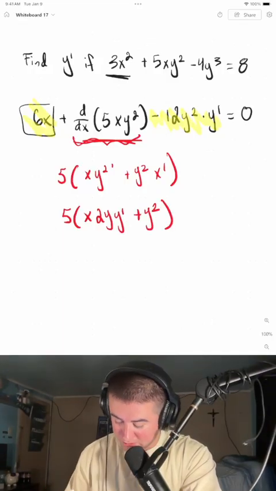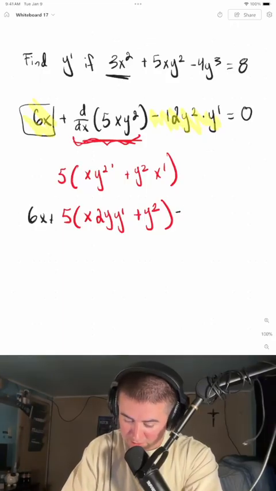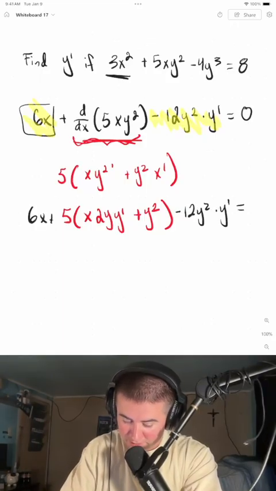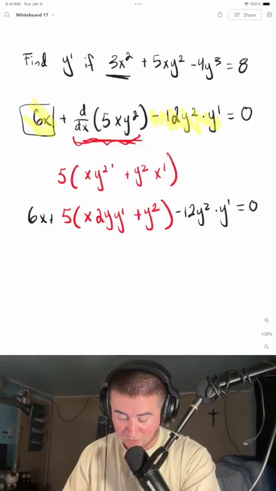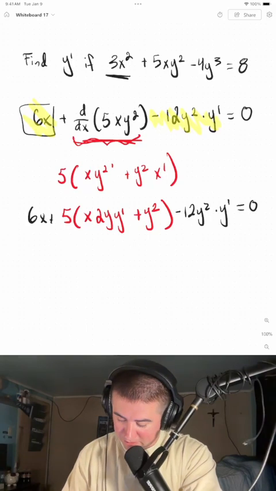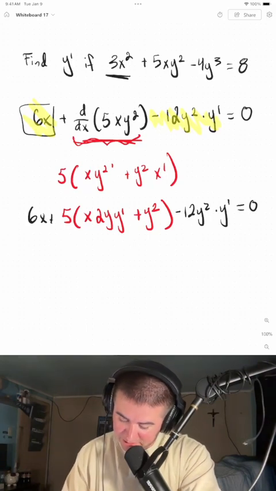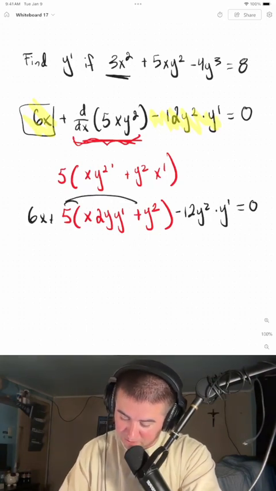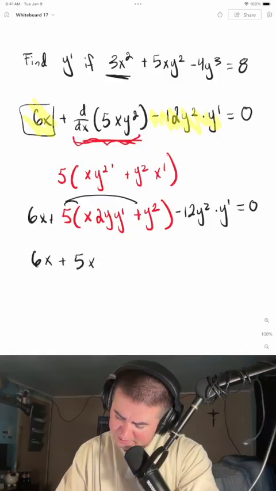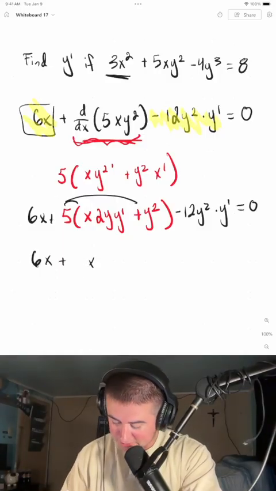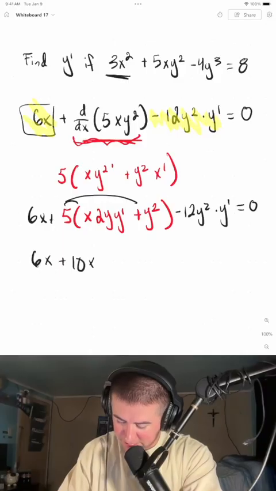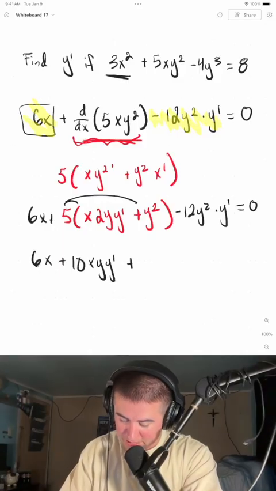Now let's write everything else that we did: minus 12y squared times y prime is equal to 0. What we want to do here is factor out a y prime. So we're going to move everything that does not have a y prime over to the right side where the 0 is. We're going to have to distribute the 5 first. So 6x plus 5x is that? It's actually 10, because we multiply the 5 and the 2. So it's going to be 10xy y prime plus 5y squared minus 12y squared times y prime is equal to 0.